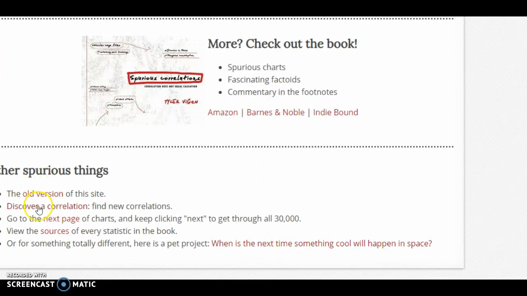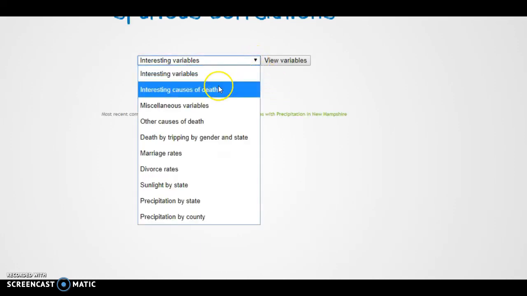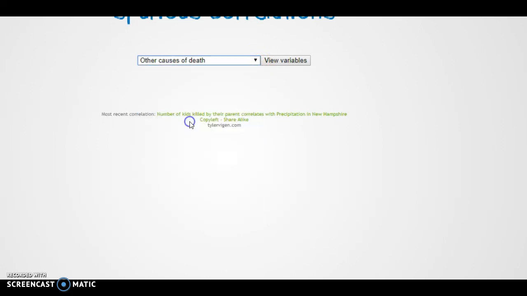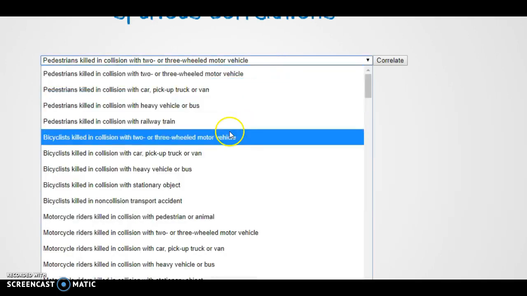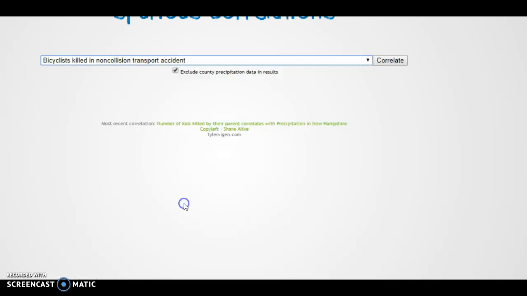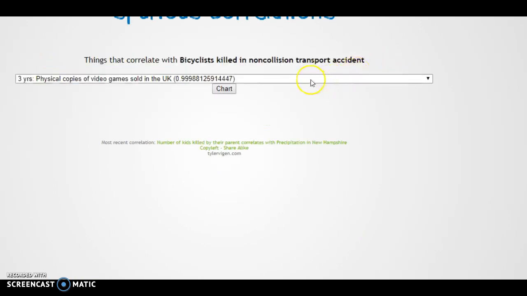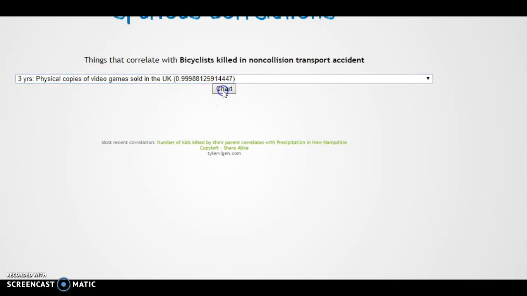You're encouraged to come down to discover a correlation and play around with some different ones. They're pretty entertaining. You can look at things like, let's look at other causes of death as our variable. And pedestrians killed in collision. No, let's go down. How about bicyclists killed in non-collision transport accidents? And we're going to look for a relationship with, let's look at physical copies of video games sold in the UK. There's a lot we can choose from, but that one looks just as good at the moment.